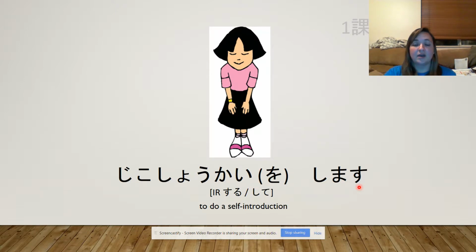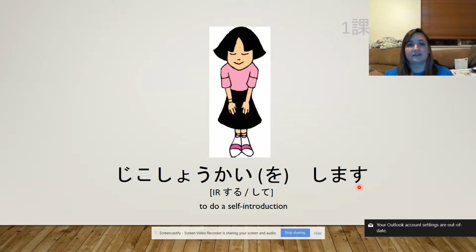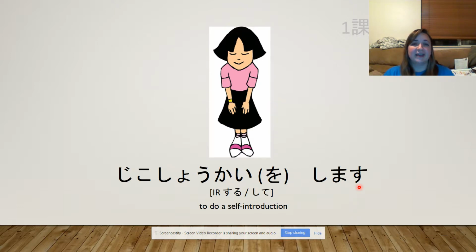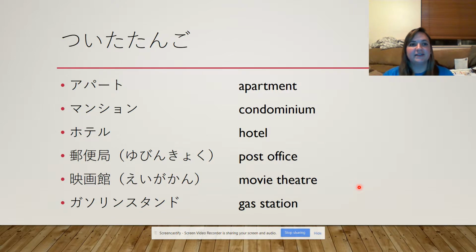Oh, and also, of course, the te form of this would just be して, right? So 自己紹介してください. So if I wanted you to introduce yourself, I could say 自己紹介してください. You know that I want you to do a self-introduction. はい。はい。ついた単語です。これはついたの単語です。Again, you can find the vocabulary in the textbook and copy them from there if you'd like.